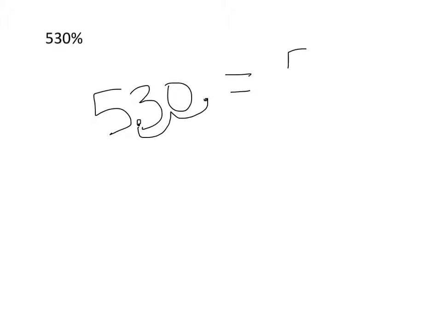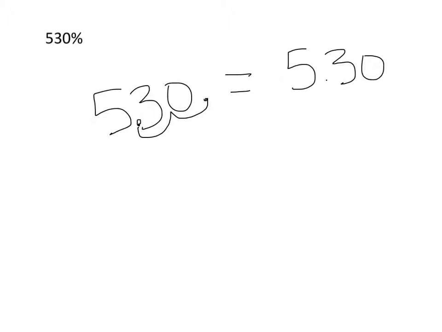I now need to take 530% and turn it into a decimal and a fraction. To do this, whenever we turn a percent into a decimal, we take the decimal point that's behind 530 and we move it to the left twice. Remember, whenever we change a percent to a decimal, we move the decimal left. So, as a decimal, 530% would be 5.30.